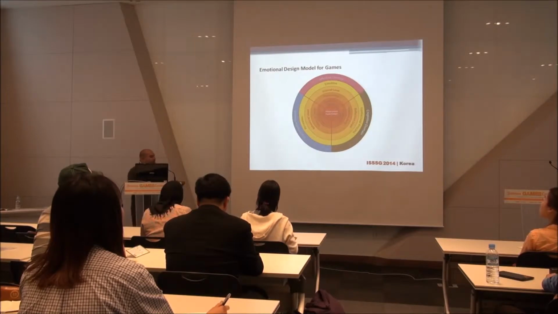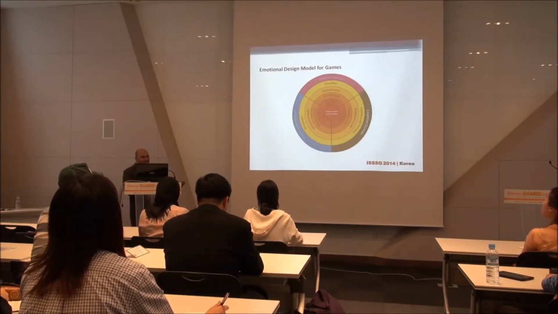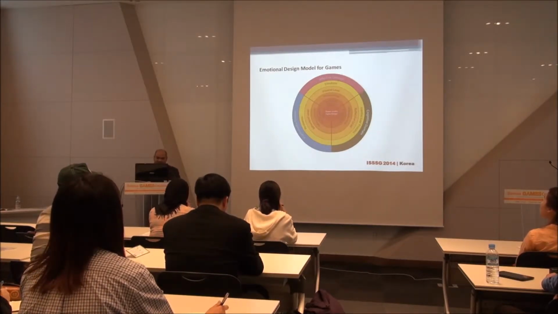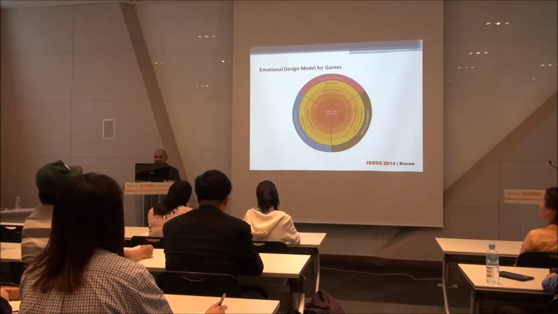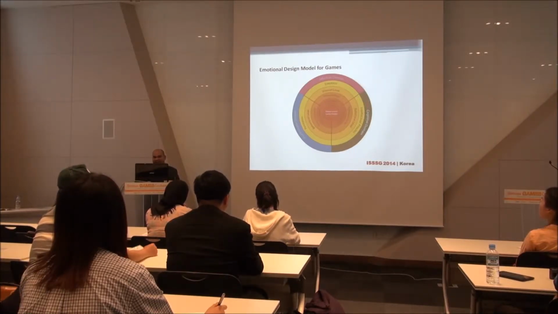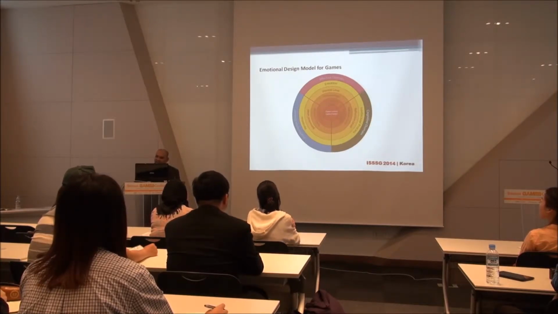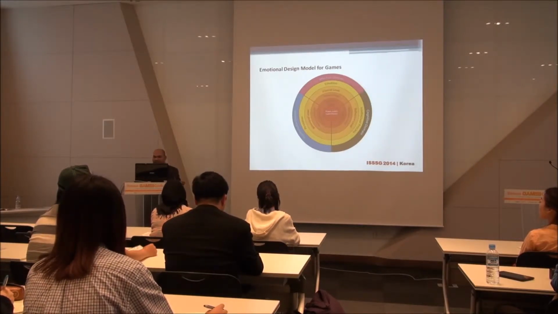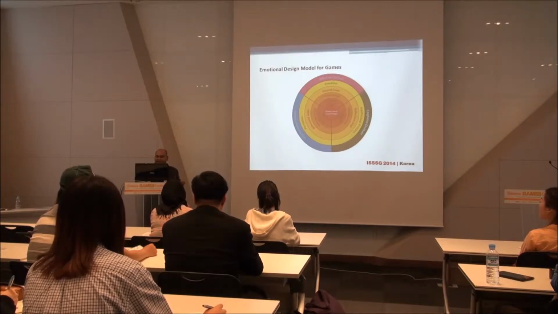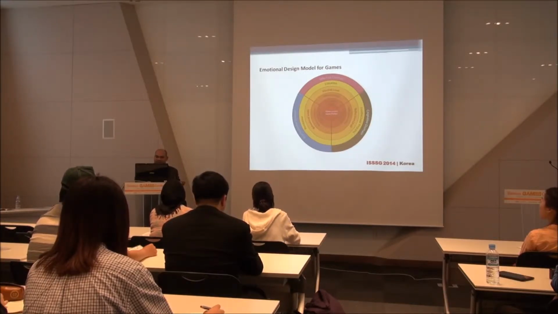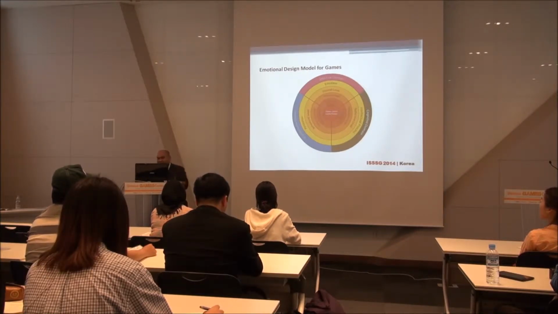So I came up with a model, right? The emotional design model for games. Let me explain in brief the emotional design model for games. Okay, it has three levels, which is the framework: an affective domain for emotions, a psychomotor domain for perceptions, and a cognitive domain for intellectual process.